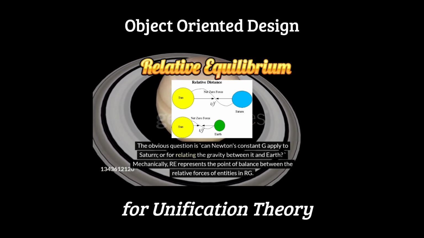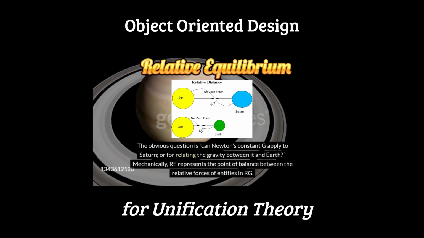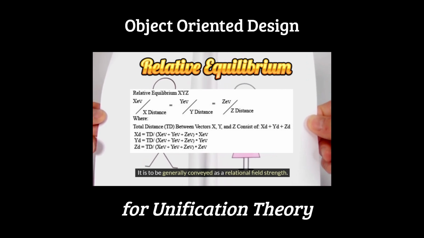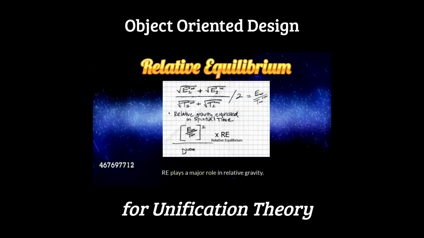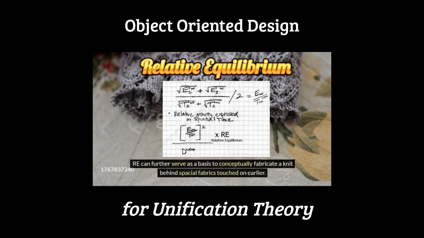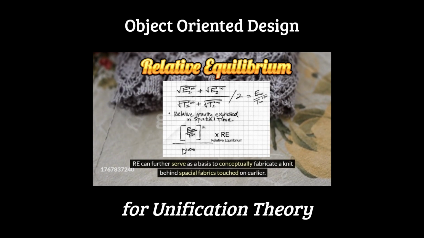Mechanically, Re represents the point of balance between the relative forces of entities in Rg. It is to be generally conveyed as a relational field strength. That is, where matter A, distance relative to that matter A, but not equals to matter B, distance relative to that matter B. Re plays a major role in relative gravity. Re can further serve as a basis to conceptually fabricate a knit behind spatial fabrics touched on earlier.